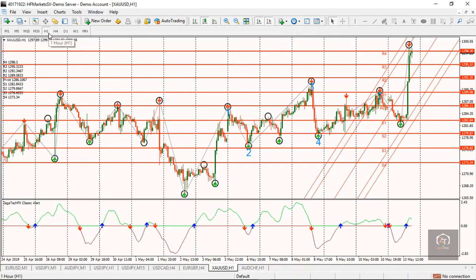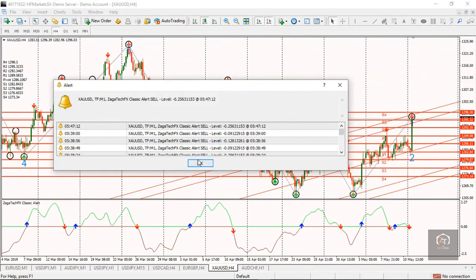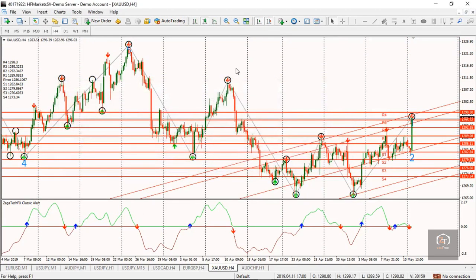So I trade them in 1 hour and 4 hours. That is a long time trade. I don't just do scalping with it. So I trade long time trades with this indicator. I have my entry, I have my exit.